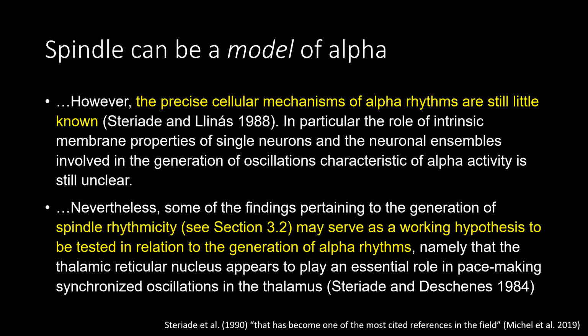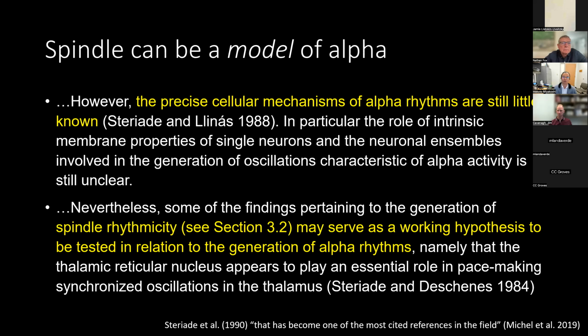The conclusion at that point is that the spindle can be the model of alpha. Even though the spindle is not exactly the alpha itself, because the spindle is very well studied, it should serve as some kind of model of the alpha. So that's an analogical thing, but not exactly the alpha itself. This concluding remark was made in a 1990 paper, which is supposed to be one of the most cited references in the field.